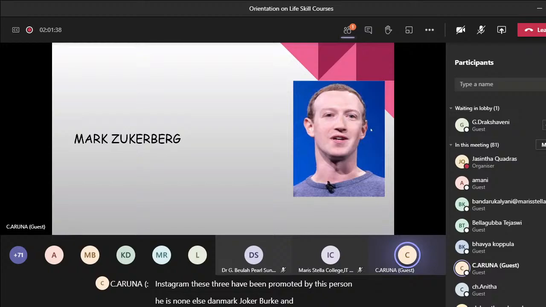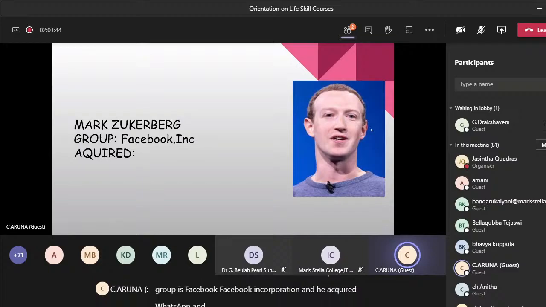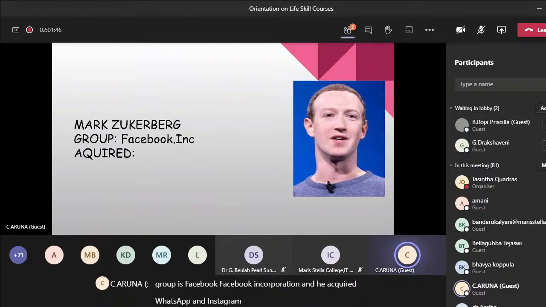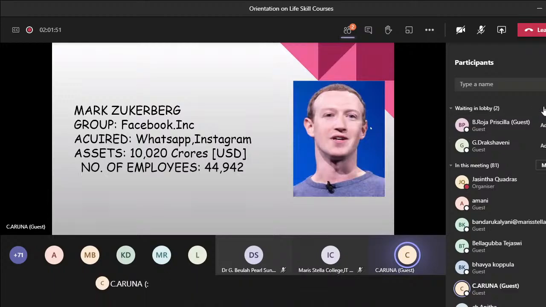And this entrepreneur's group is Facebook Incorporation, and he acquired WhatsApp and Instagram, and his assets are 10,020 crores US dollars, and the number of employees are 44,942.